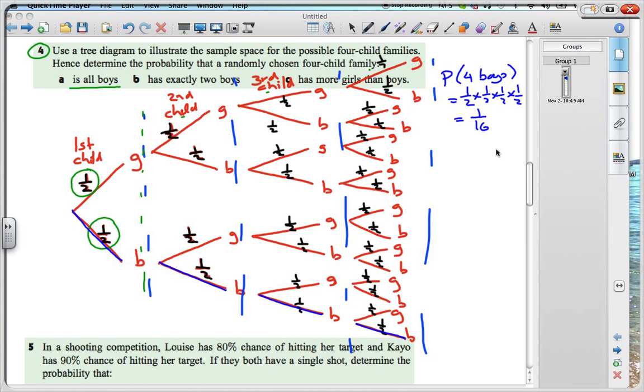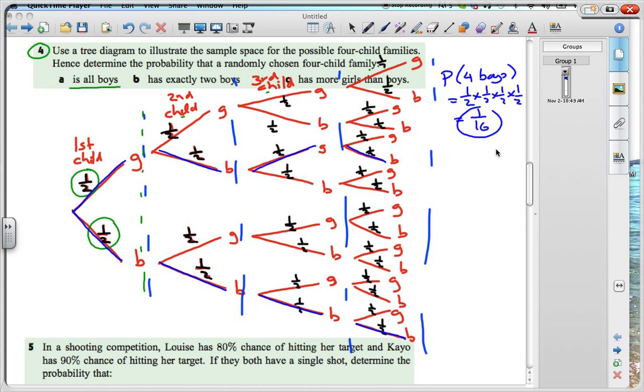And in actual fact, for each of these, any specific path, let me just take another one. Let me just take this path over here. If I went along there, say we had a girl, a boy, a girl, and a boy, the probability of getting that would be a half times a half times a half times a half, which would be 1/16. So any path through this tree diagram will give you a value of 1/16, which is going to be useful later on.